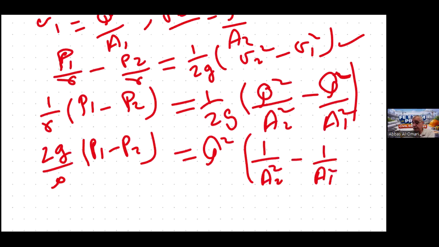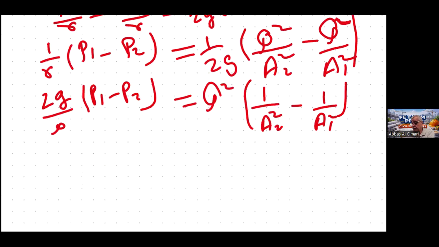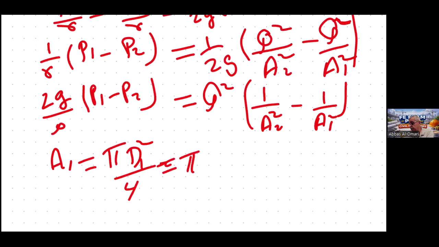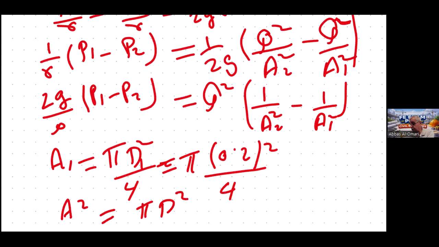Now I know A1; the diameters are known. So A1 equals pi D1 square over 4, which is pi times 0.2 square over 4, and A2 equals pi D2 square over 4, which is pi times 0.1 square over 4. So A1 is known, A2 is known.